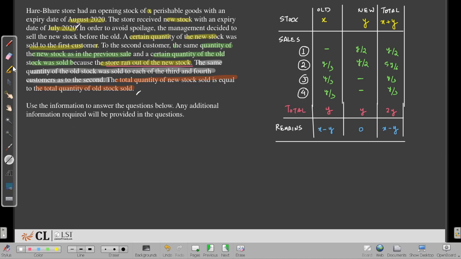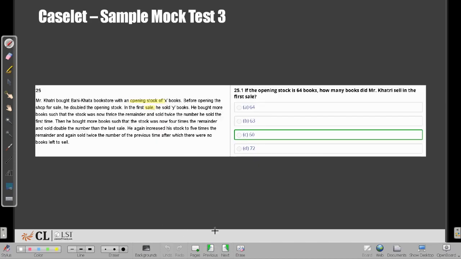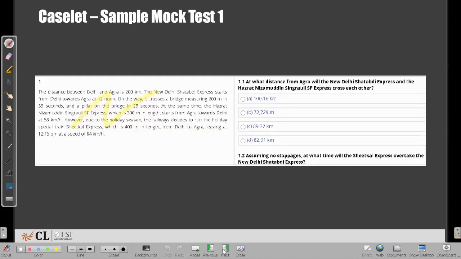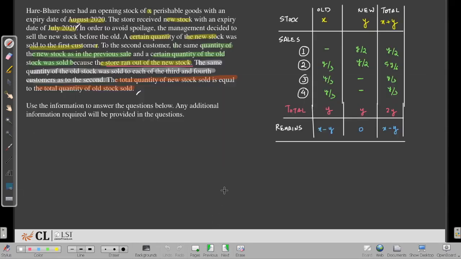There is one more thing that we should remember. It says, use the information to answer the questions below. Any additional information required will be provided in the questions. We have seen this time and again in the sample test, mock test 3, mock test 2, or mock test 1 questions. One of the things I have seen is that these questions, 1.1, 1.2, 1.3, let's say there are 5 questions based on one particular caselet.